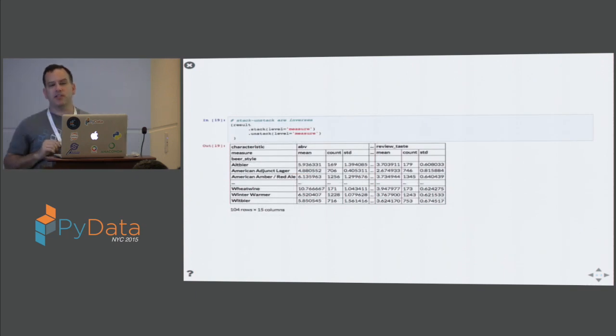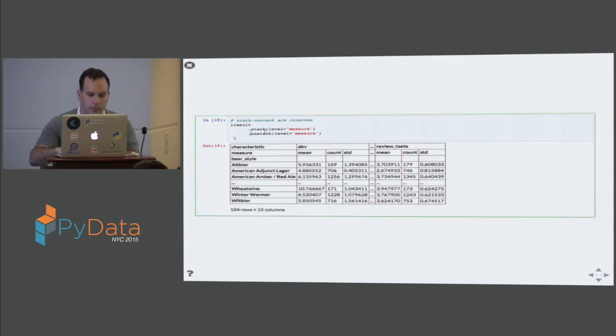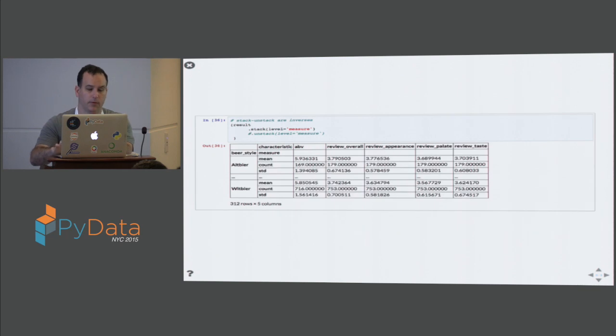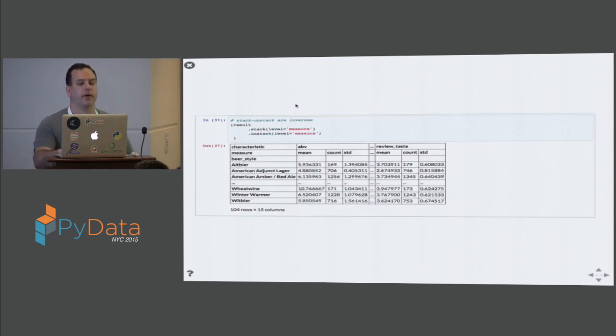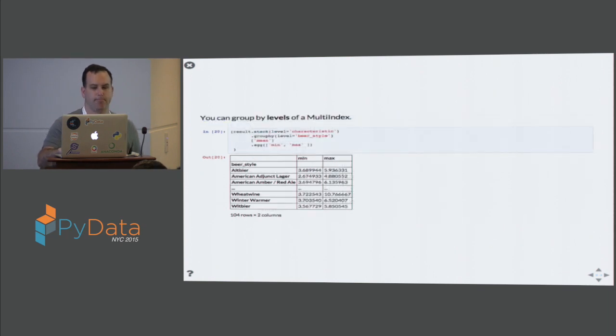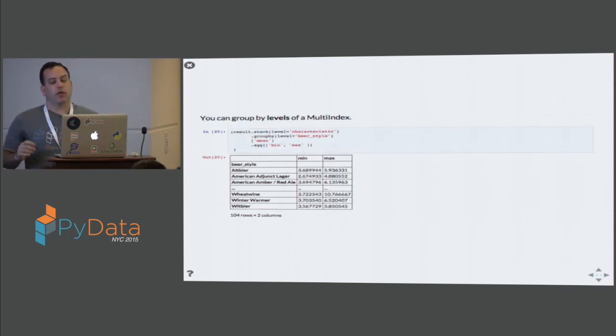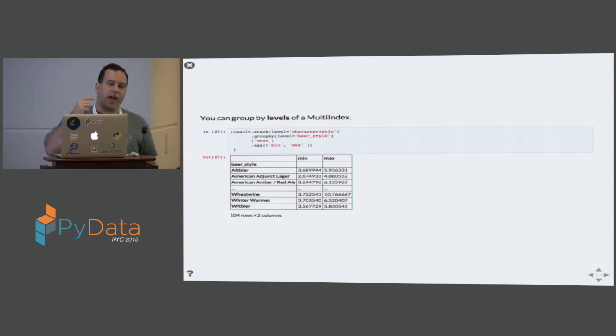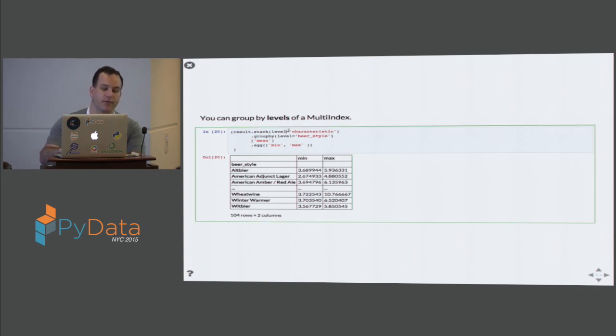Now, there's also an unstack. Stack and unstack are inverses of each other. So, stack and then unstack, and you get back your data, okay? Going back, sometimes it's very convenient to have my frame with a multi-index. You can also group by multi-index. You can either use positional indicators, you could use level zero, or you could use the name.